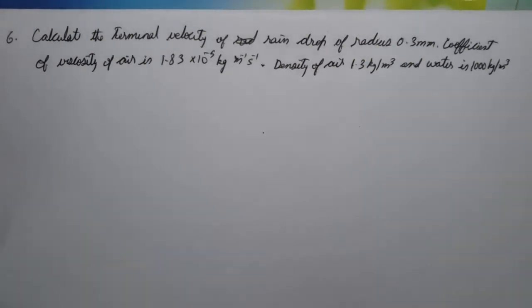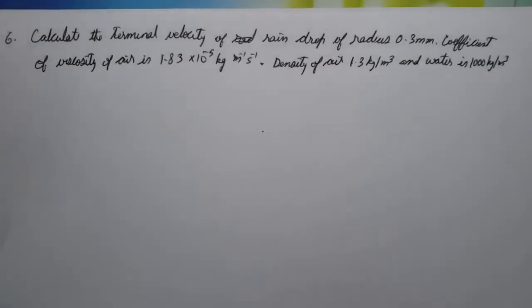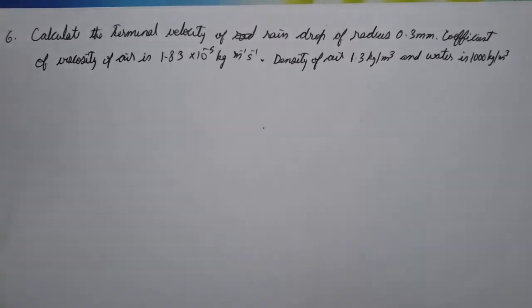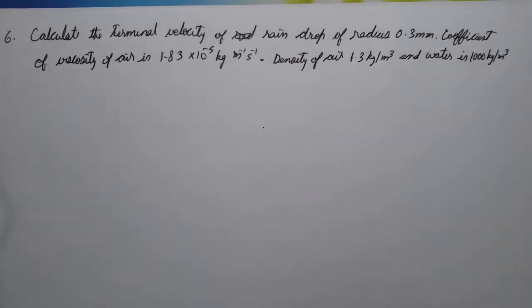Problem number 6. Calculate the terminal velocity of a raindrop of radius 0.3 millimeter. The coefficient of viscosity of air is 1.83 into 10 power minus 5 kilogram per meter per second. Density of air is 1.3, and water is 1000 kg per meter cube. This question is almost the same as the third question. Only the radius of the raindrop is different. So you can apply the same idea here and find the terminal velocity.